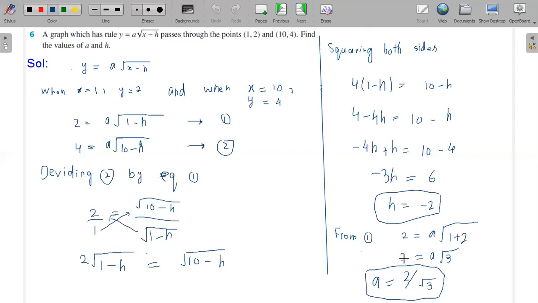So this is the left hand side, where we get 2 by the square root of 3. On the right hand side, we get only a, because when we divide by the square root of 3, it will cancel out. So we get only a.